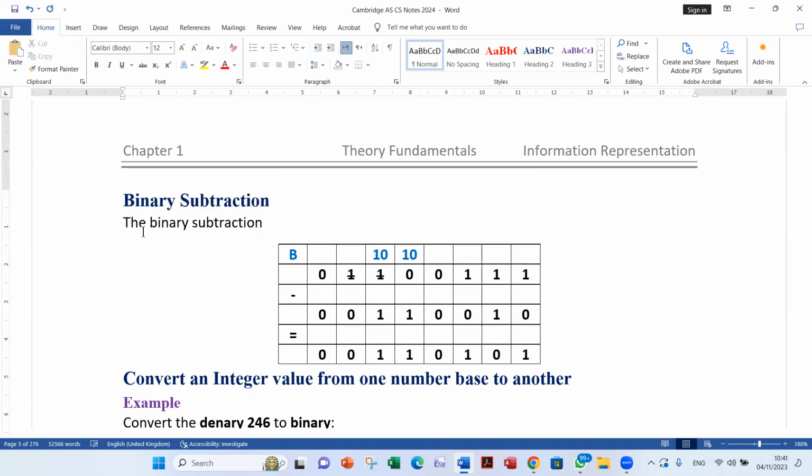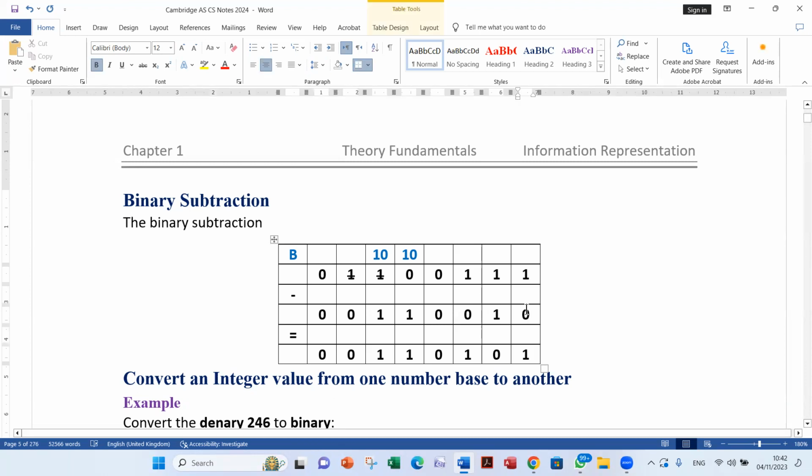So actually the point is, with addition you have carry. With subtraction you may have a borrow. Let's go through it carefully because this is new to you. 1 minus 0 is 1. Okay, that's so simple. 1 minus 0 is 1. That is so simple. 1 minus 1, that is 0.